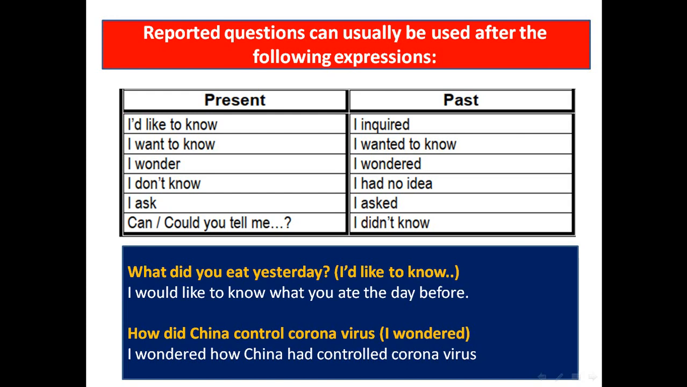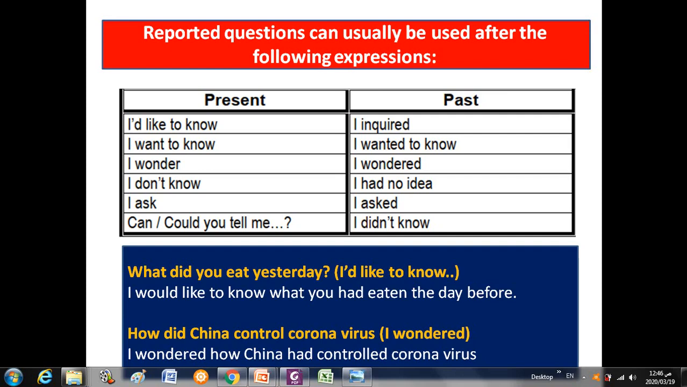Like here, what did you eat yesterday? Begin with I'd like to know. Of course, if I begin with this expression, I'd like to know, I must change the question into indirect or reported question, like I'd like to know what you ate the day before. I'd like to know what you had eaten the day before. So why here do we change eat into had eaten? Again, because we had the word did.